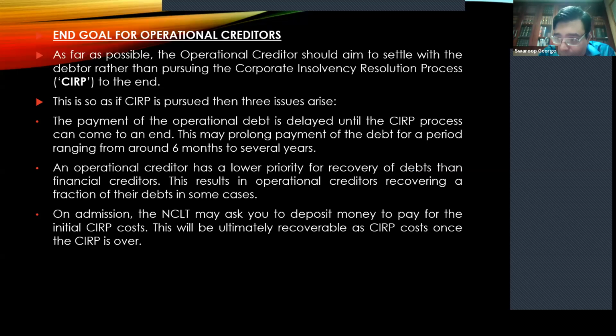Now they are overseeing the process. What normally happens in CIRP is that they try to sell the company as a whole, and from the recovery they distribute between the creditors. Now, if your company is actually going into CIRP, then the company may not have assets to pay off all its creditors at the same time, because normally the payments will be staggered, etc.